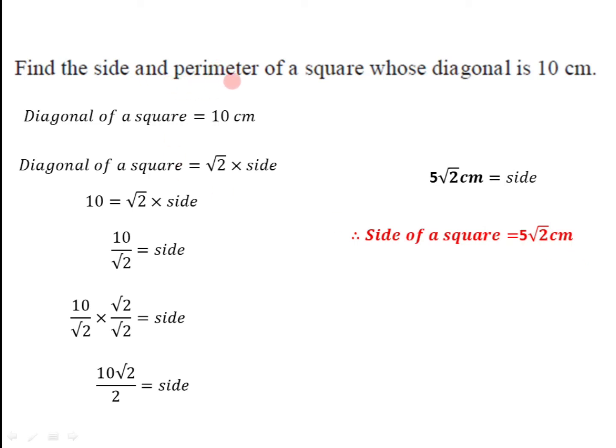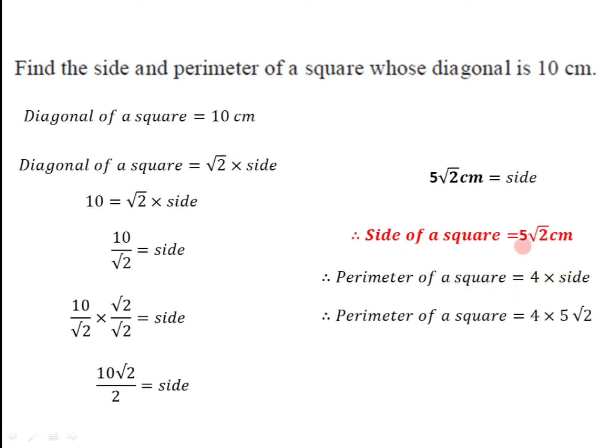We have to also find the perimeter of a square, and for that we use the formula for perimeter of a square, and the formula is perimeter of a square is equal to 4 into side. So 4 into, we have just found side 5 root 2. So replace here side by 5 root 2. The perimeter of a square is equal to 4 into 5 root 2. 4 into 5, that's 20 root 2 centimeter. So this is the perimeter of the given square.